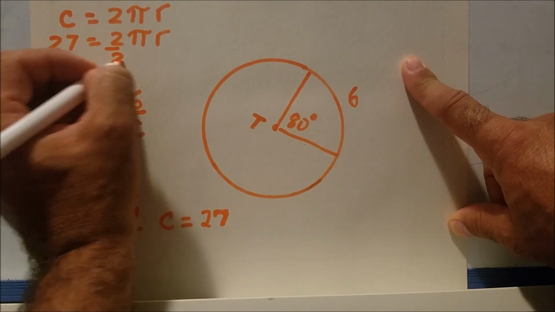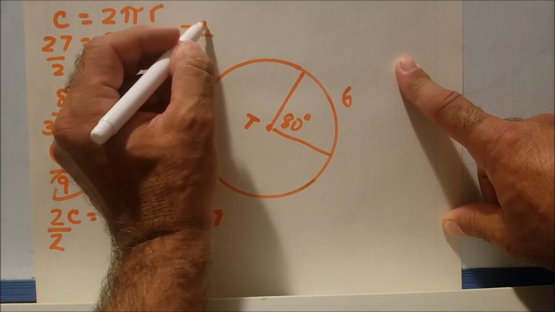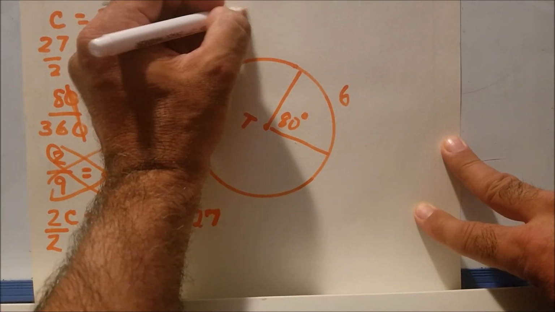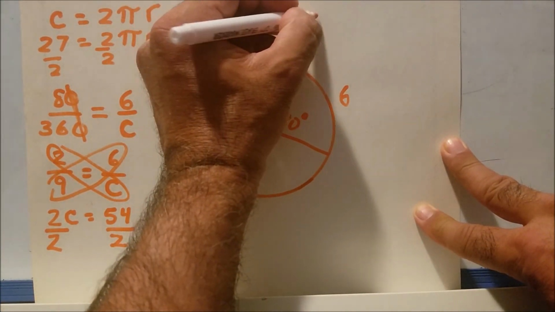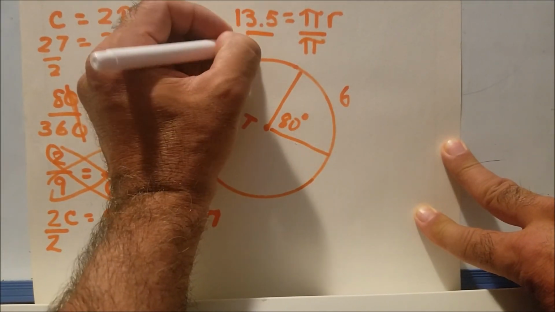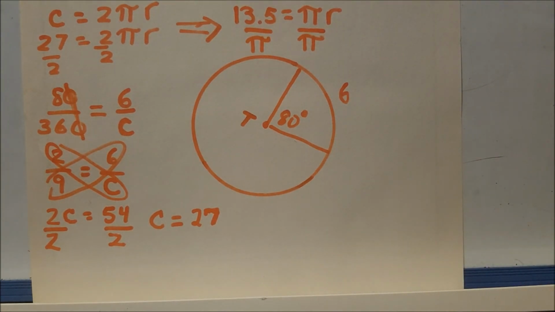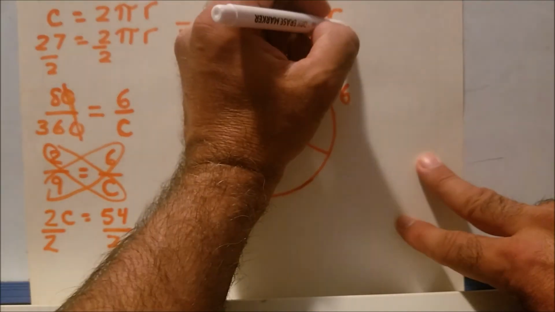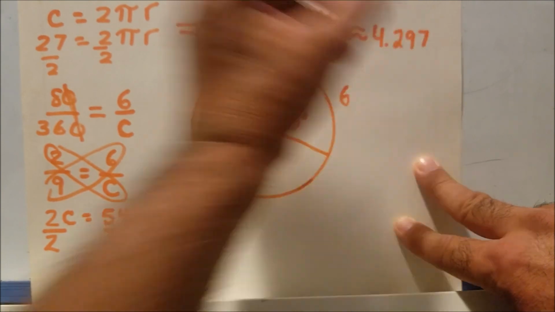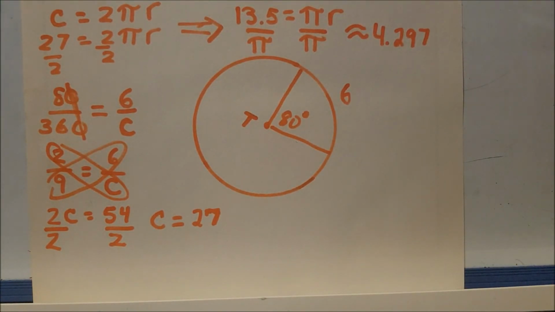We'll divide out the 2. Let's bring this arrow over here so we see it. Divide out the 2. So now we're going to have 13.5 equals pi times radius. And divide out pi. So 13.5 divided by pi is the radius. That gives us about 4.297, or about 4.3. That's the radius. So in the next video, we'll talk more about the arc length. Great job.